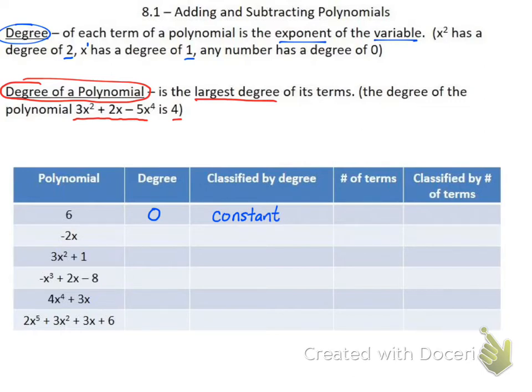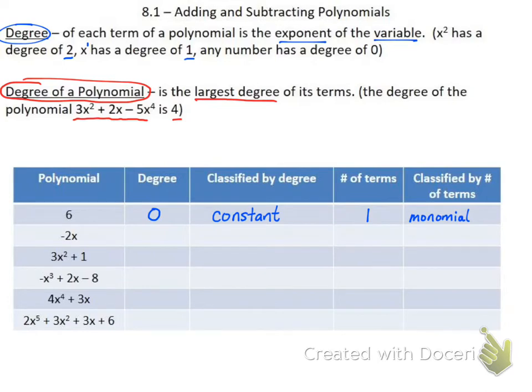The number of terms is just the number of things that are being added together. So in this one, there's just one thing, so there's going to be one term. And so if I classify it by the number of terms, I'm going to call it a monomial. So the name based on the number of terms is a monomial.